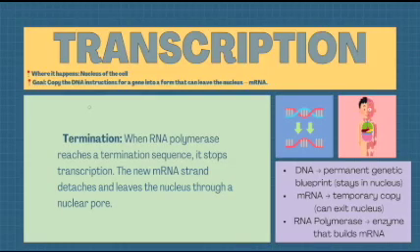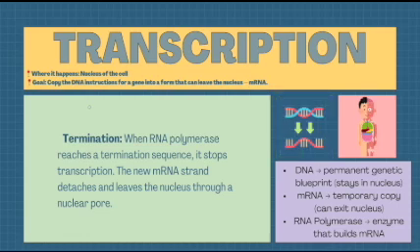Then lastly, we have the termination. When RNA polymerase reaches a termination sequence, it stops transcription. The new mRNA strand detaches and leaves the nucleus through a nuclear pore. Things to note is that the DNA is a permanent genetic blueprint, mRNA is a temporary copy of it, and RNA polymerase is the enzyme that builds the mRNA.